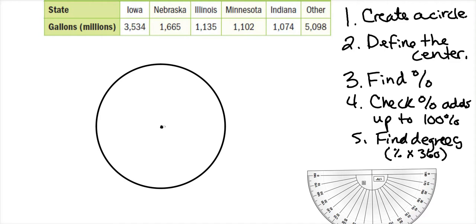To find the percents, we need to figure out how much everything actually is. So we're going to add all these up and find our total. We're going to take 3,534 plus 1,665 plus 1,135 plus 1,102 plus 1,074 plus 5,098.